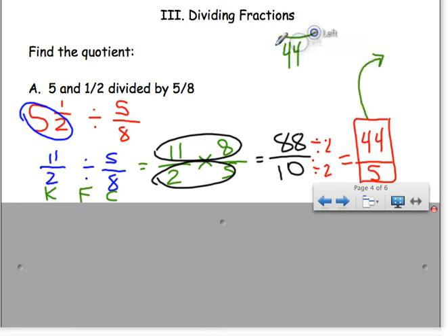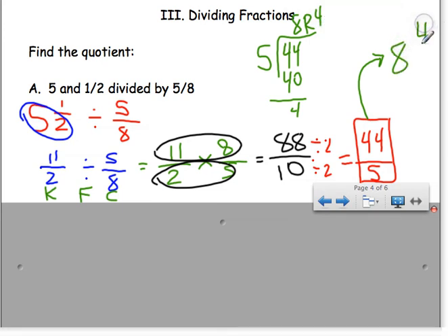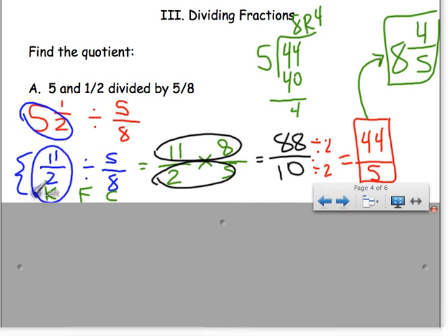5 goes into 44 8 times. 5 times 8 is 40, so it's 8 with a remainder of 4. And so this is really the same thing as 8 and 4 fifths. So the big takeaway here, the big thing that's new, is how do you divide fractions? All you have to do is turn it into a multiplication problem by keeping the first fraction the same, changing the division to multiplication, and changing the second fraction to its multiplicative inverse. Instead of 5/8, you had 8/5.